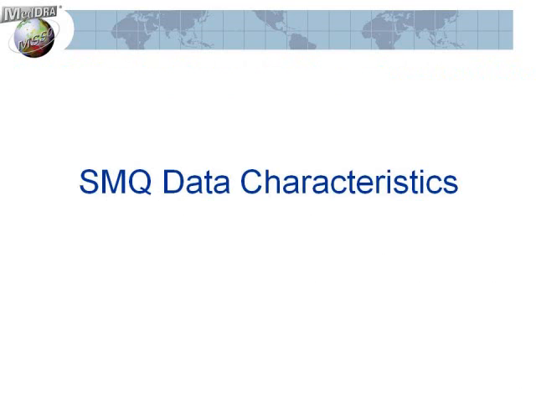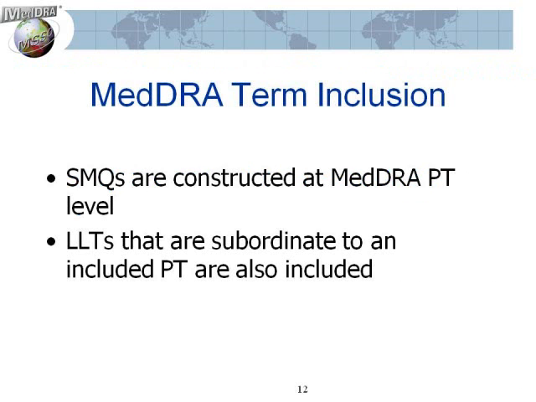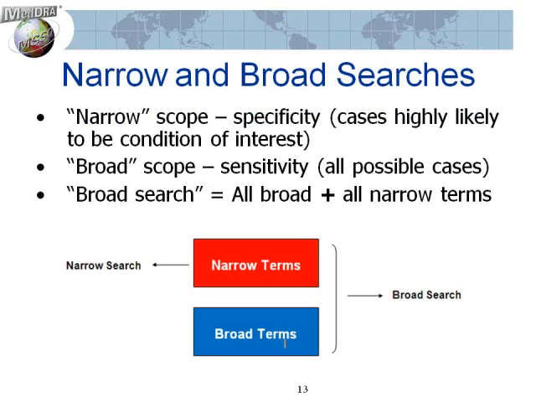Let's look at some SMQ data characteristics. The basic unit of an SMQ is a PT, although all PTs of a given HLT could be included. All LLTs linked to an included PT are also part of an SMQ. An LLT is part of an SMQ only if its parent PT is too. Almost all SMQs have narrow and broad scope terms. In fact, this is the basic type of SMQ.